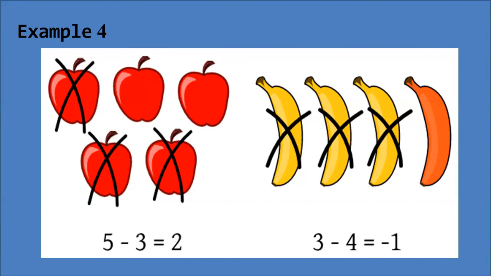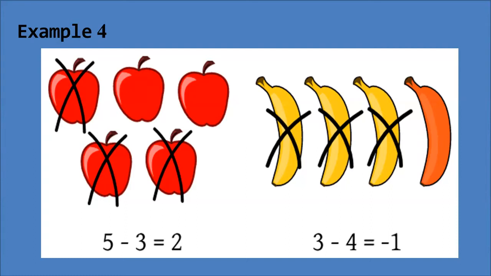Oh wow, here are some yummy apples. Let's count how many apples are there. 1, 2, 3, 4, 5. There are 5 apples. If a boy eats 3 apples, then how many apples are left over? Let's count. 1, 2. Oh, there are 2 apples left over.